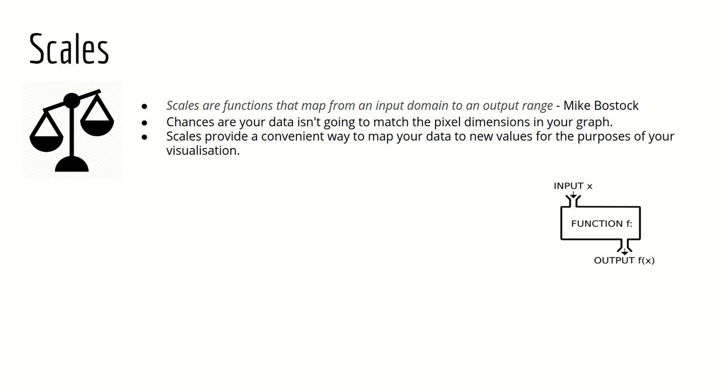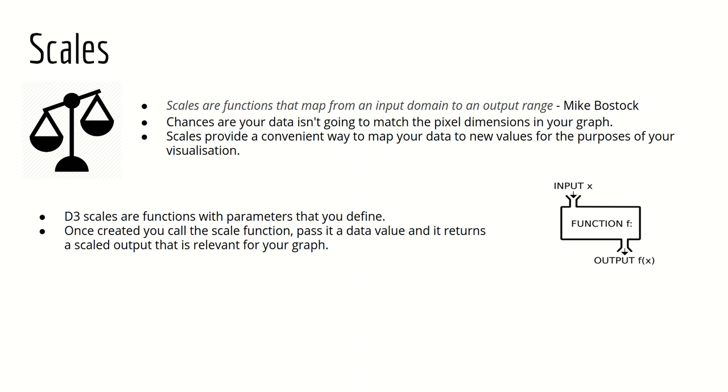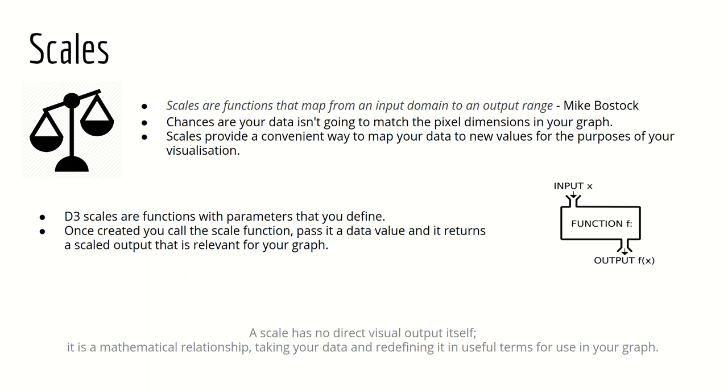So we had a 500 by 400 graph. Your data is not going to be restrained by those values. Your data is not going to go from 0 to 500. Chances are that's not going to happen. So scales provide a convenient way to map your data to new values for the purposes of your visualization. D3 scales are functions with parameters that you define. Once created, you call the scale function, pass it a data value, and it returns a scaled output that is relevant for your graph. So you have an input, your data, you process it with a function, and you output a new value that is relevant to your graph.